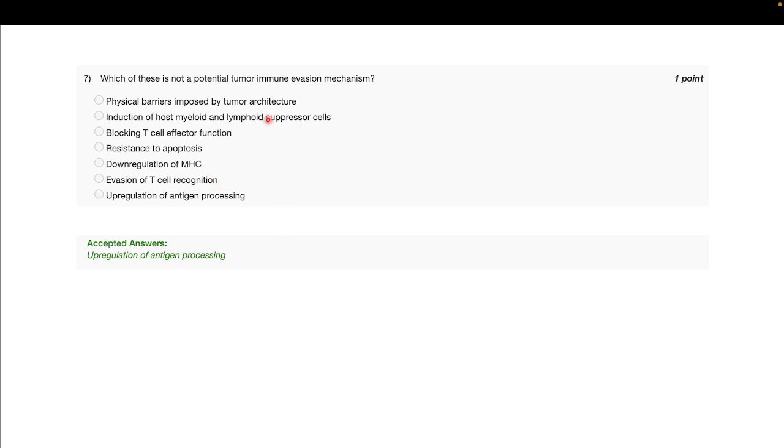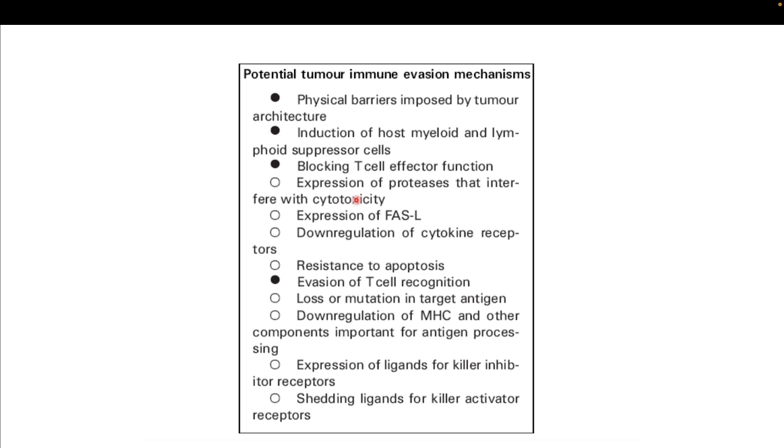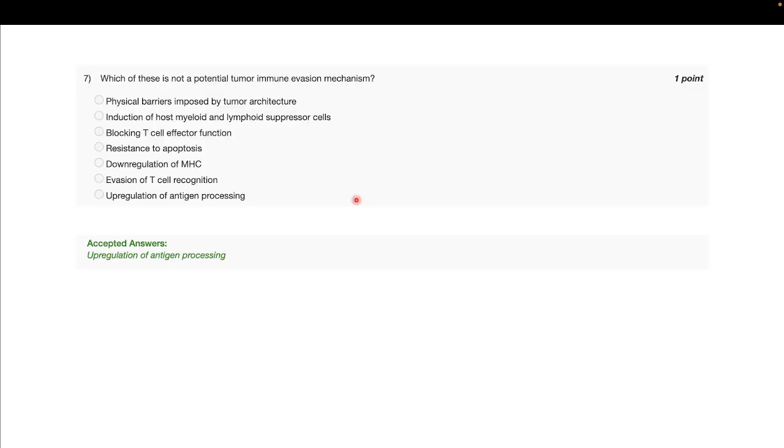The only mechanism that does not fit in this particular tumor cell evasion is upregulation of antigen processing, which is false. It actually downregulates antigen processing. That's how it escapes the immune system. So I hope I'm making sense with this explanation. Okay, clear? Fine, then I'll go to the next question.